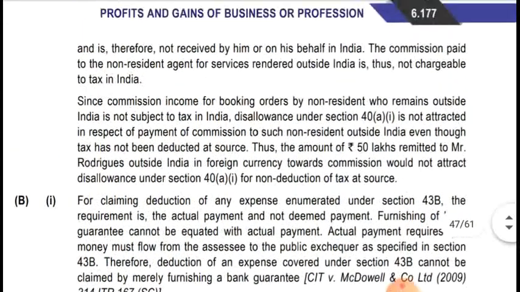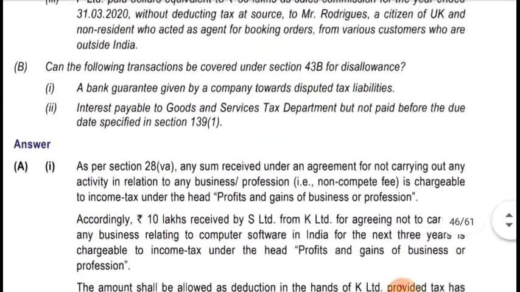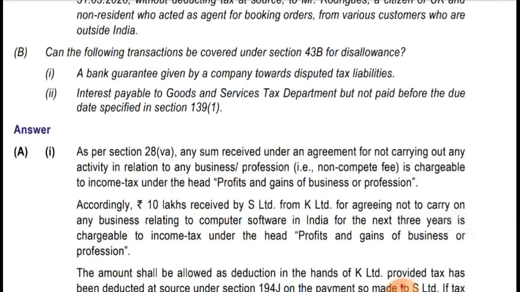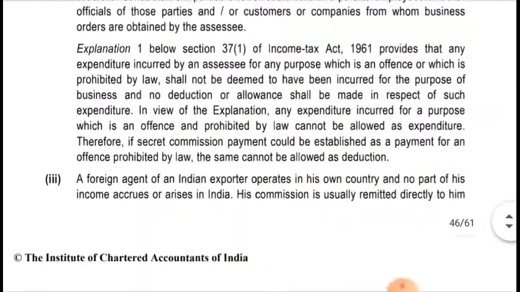Now moving to part B, Roman 2 of part B. Interest payable to goods and service tax department but not paid before the due date specified in section 139(1). So it will not be allowed because it is written in that section that it should be paid up to the due date of filing of return. Interest payable to the goods and service tax department is covered as a tax. So interest payable to GST department not paid, so as per section 43B, no deduction will be allowed in respect of that, and it has not been paid.